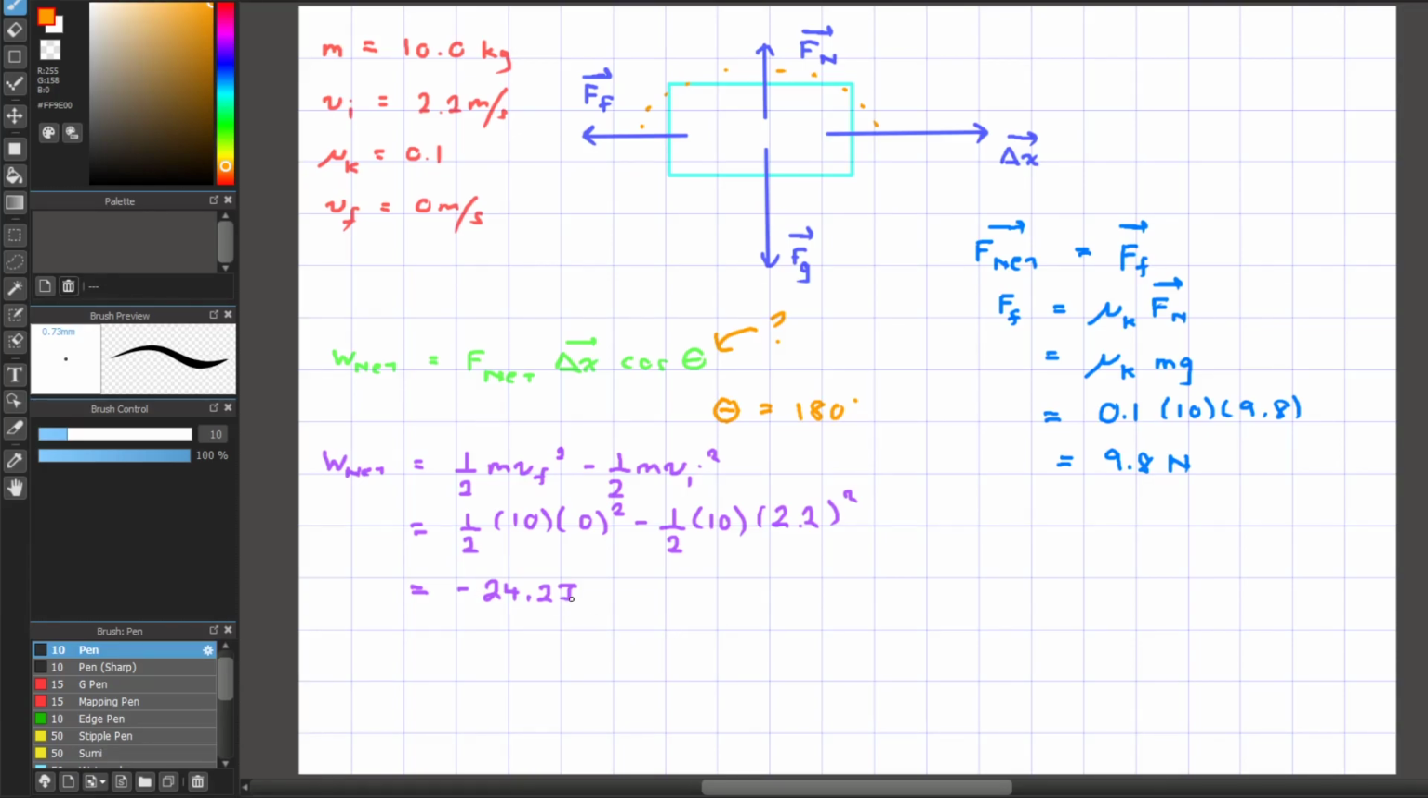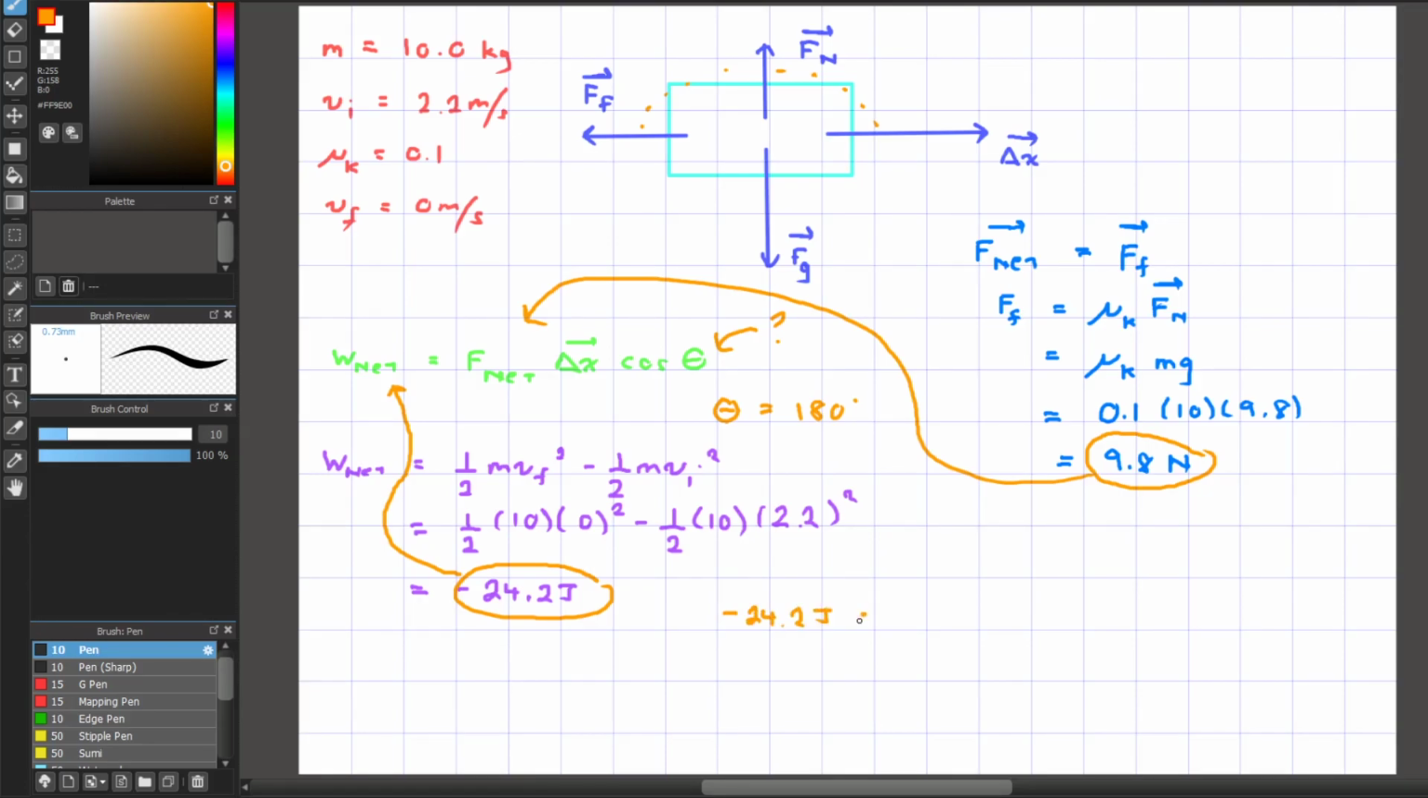Okay, so it looks like we have all the values necessary to solve for delta x, how far this sled goes. We have the net work, we have the net force, and we have the angle. So let's plug the values into our net work equation. We get negative 24.2 joules equals 9.8 newtons times delta x times cosine of 180 degrees. This leads us to an answer of 2.46 meters, and then we can put the positive sign or the word forward to imply the direction.